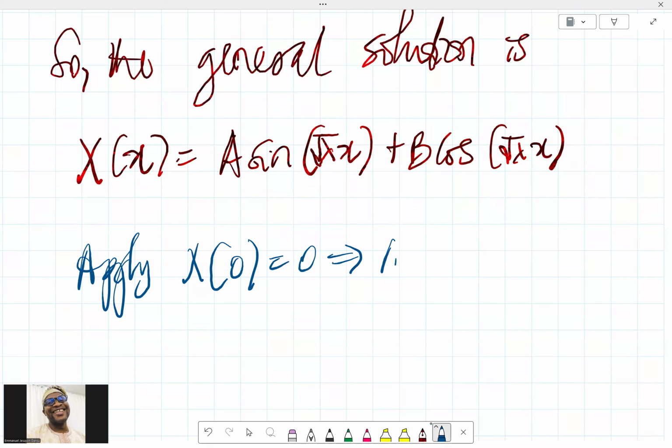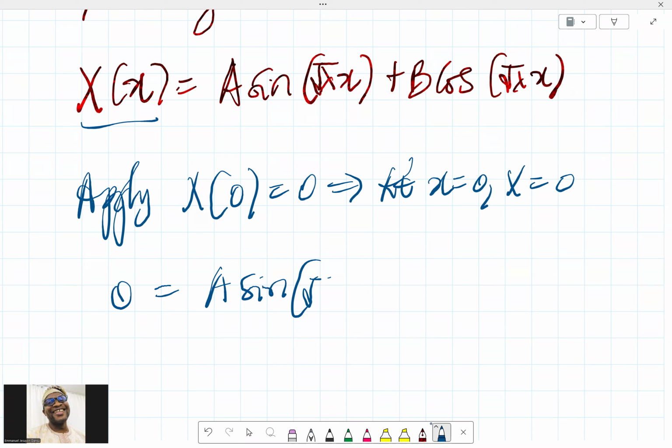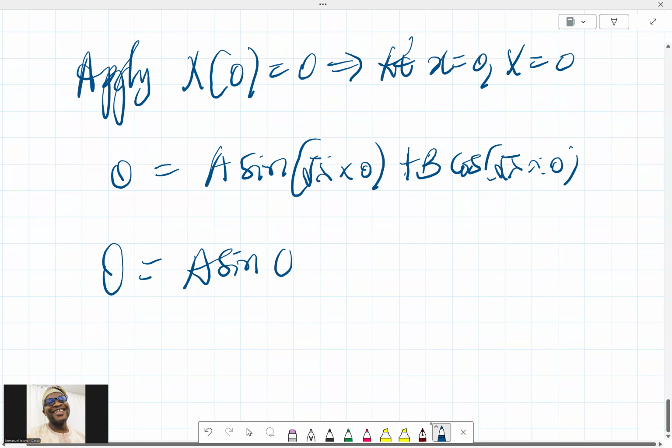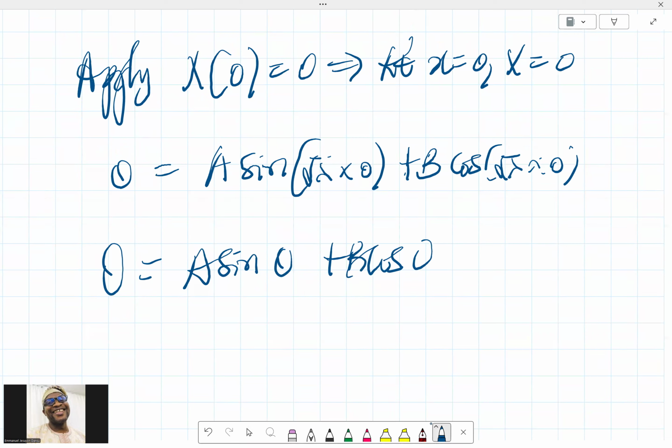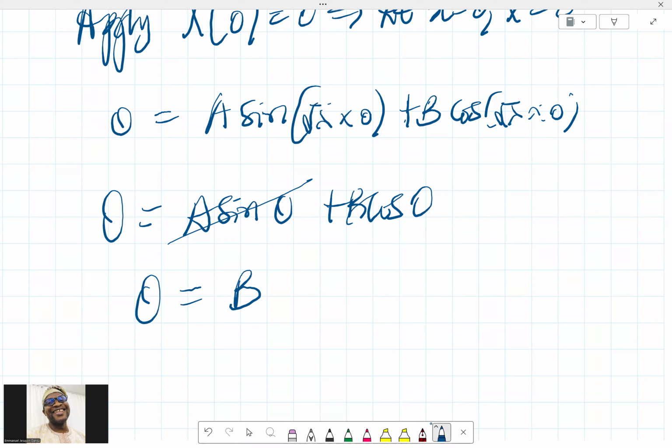What it simply means is that at small x equals 0, big X is also 0. So we can apply that. So we have 0 equals a sine root lambda times 0 plus b cos root lambda times 0, right? So this is 0 equals a sine 0 plus b cos 0. Sine 0 is 0, so a times 0 is gone. Then cos 0 is 1, okay? So it means that 0 is equal to b. So b is simply equal to 0. So b is taken care of.